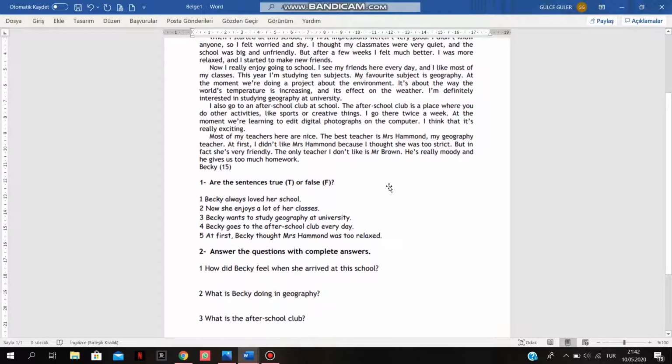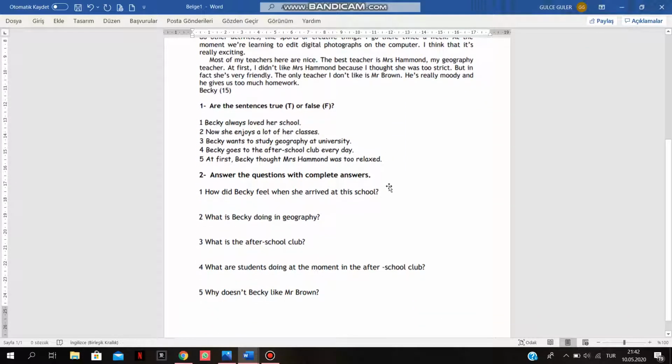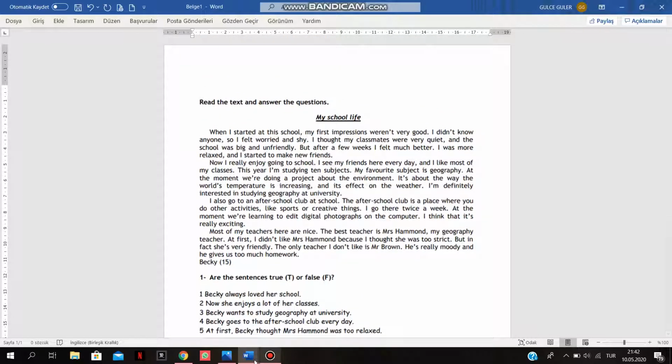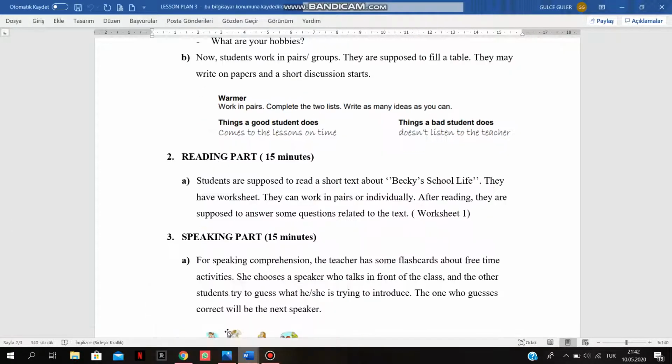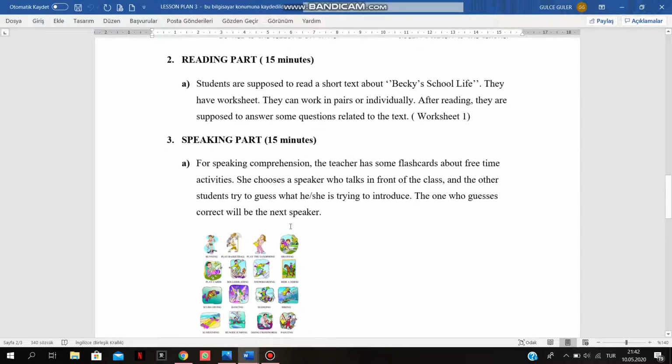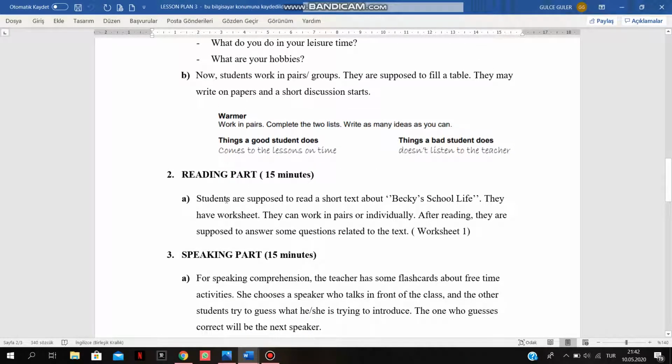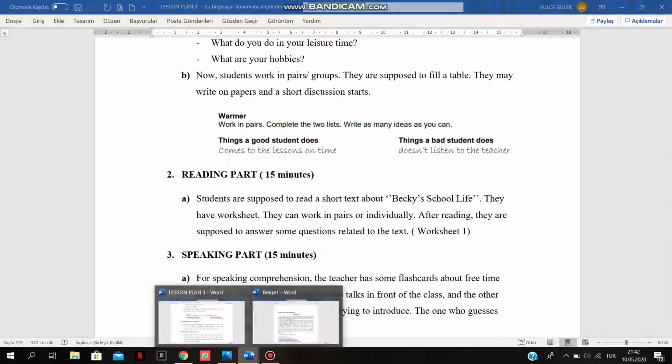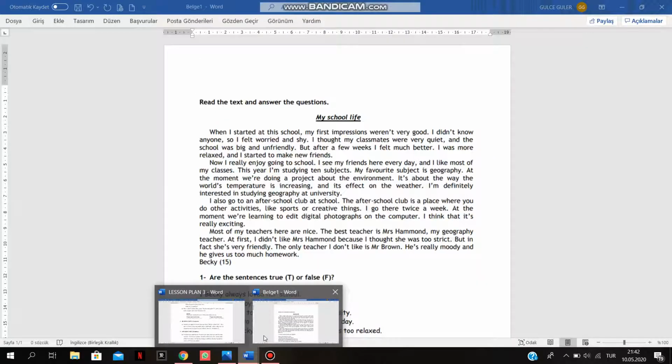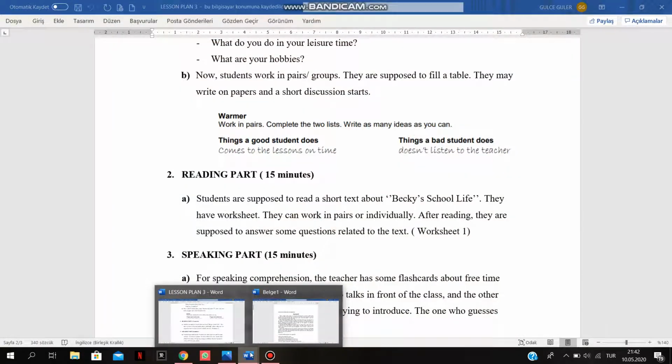These are true or false activities. These are some open-ended questions. This is for the reading part. This reading part is long, and students need to talk about this. So I thought that just one reading activity is enough for this lesson.